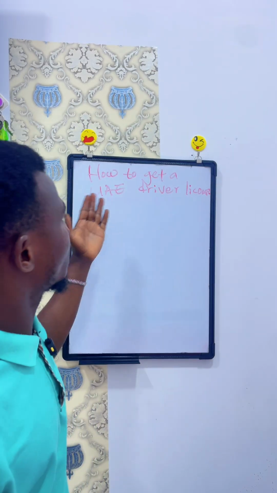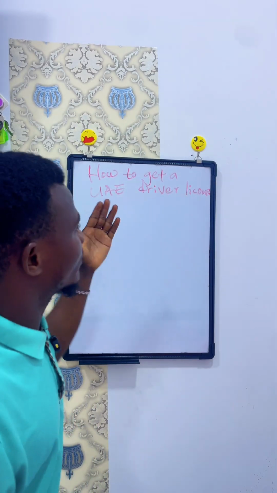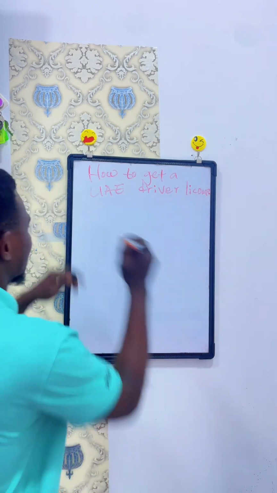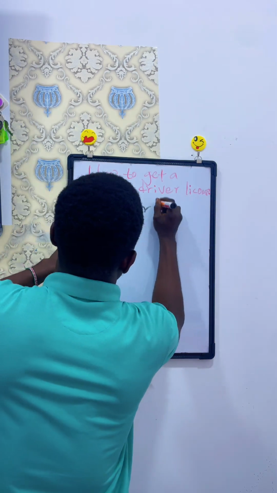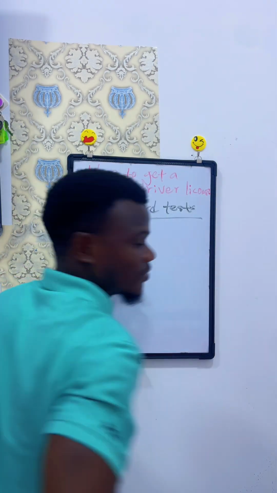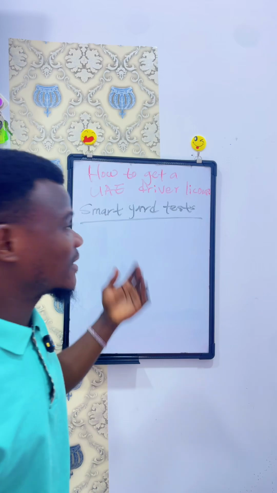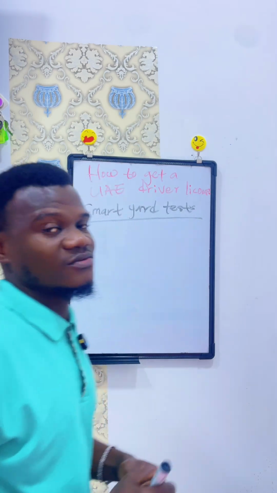Welcome back. We are still on how to get your UAE driver license. So we're on the smart yard test. There are 5 steps of the smart yard test, which is called parking classes, right?